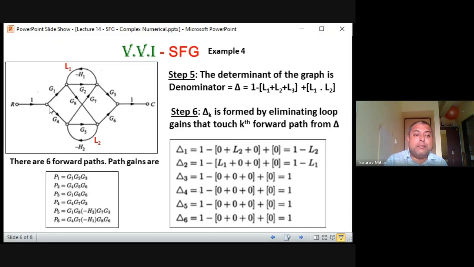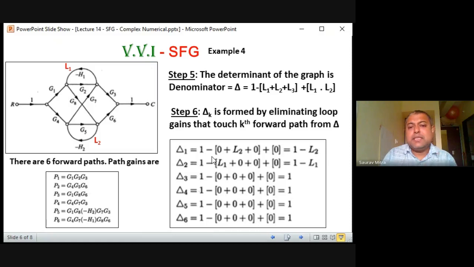So only the path 1, which is G1, G2, G3, is not touching loop 2. Hence, whenever you are writing this term in the numerator, G1, G2, G3 has to be multiplied with 1 minus L2. And as L2 is equal to G5, H2 with a negative sign, G1, G2, G3 will be multiplied with 1 plus G5, H2. Same thing, the below path G4, G5, G6 is not touching this minus H1, G2 loop. Hence G4, G5, G6, whenever you are writing it in the numerator, will be multiplied with a term which is 1 plus H1, G2, likewise.